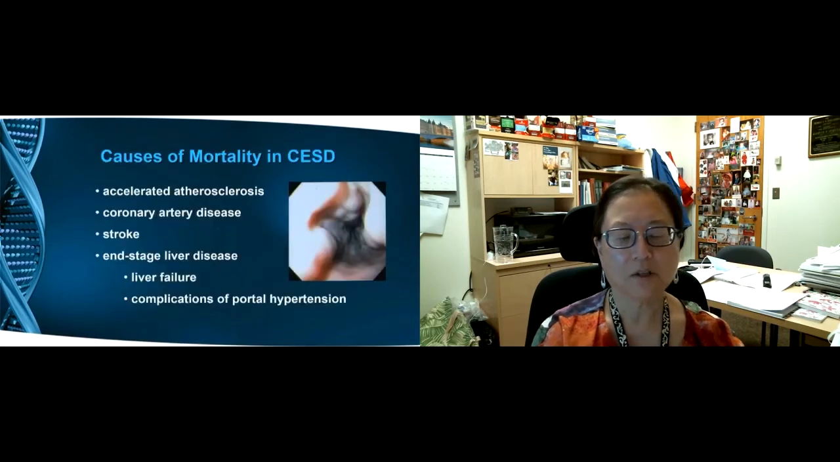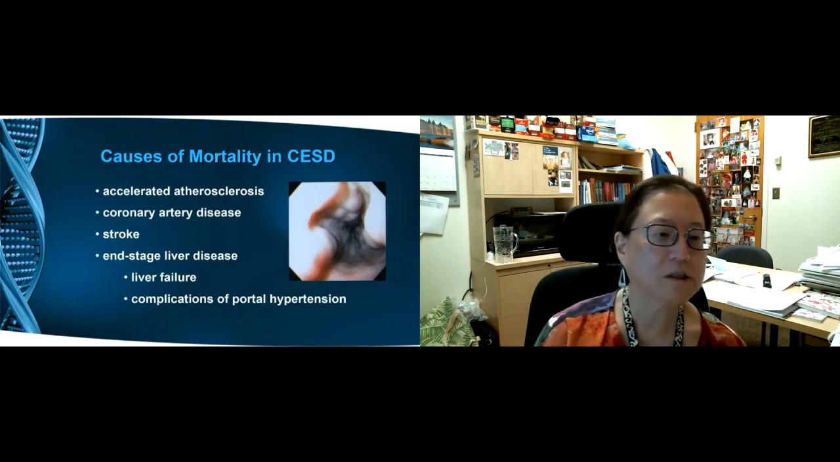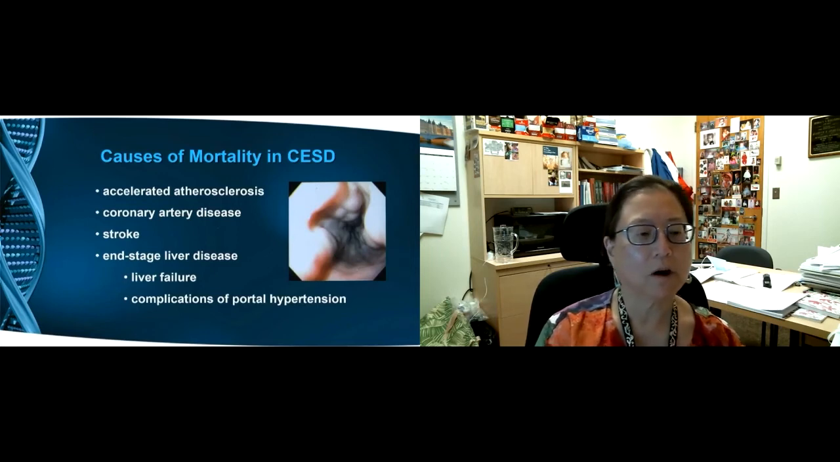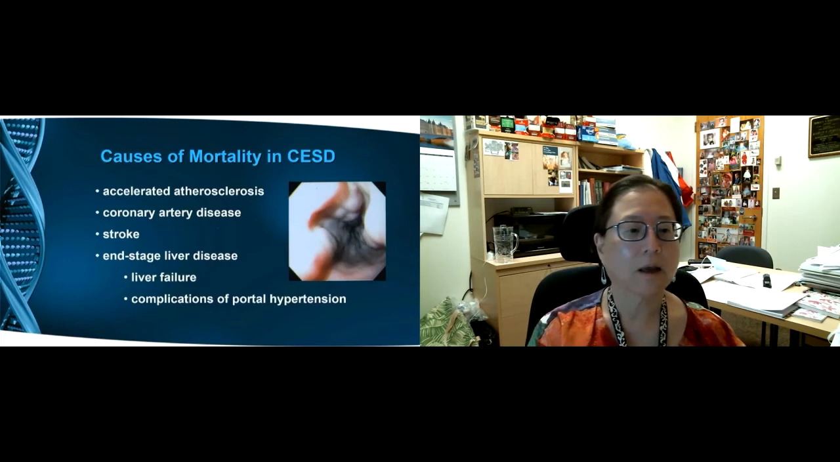What are the causes of death in patients who have cholesterol ester storage disease? Well, patients may have accelerated atherosclerosis, so occurring at a young age. They may develop coronary artery disease, strokes, and they may have end-stage liver disease and present with liver failure and complications of portal hypertension. Next slide.